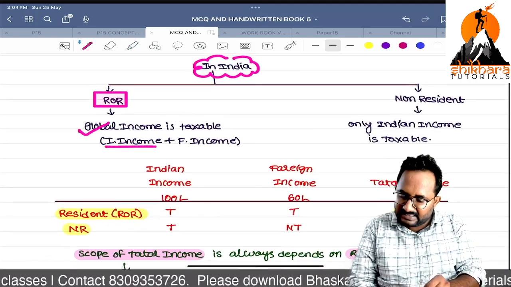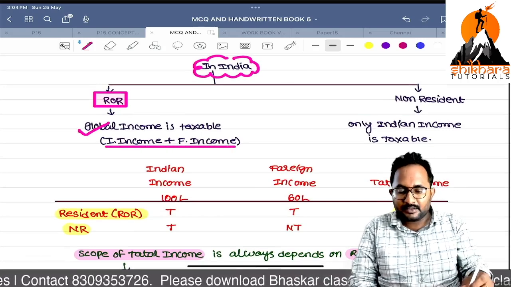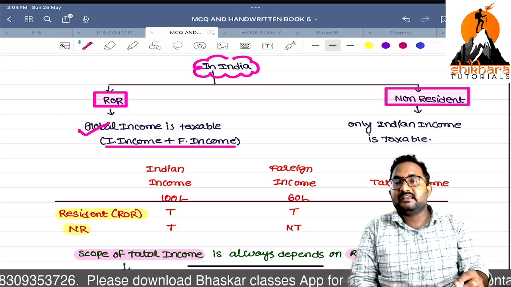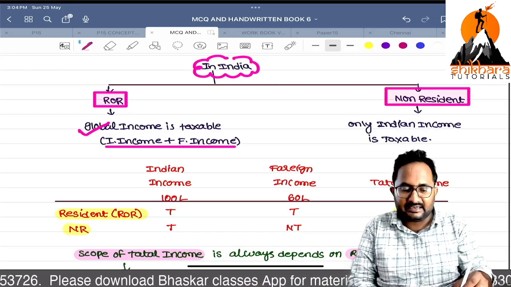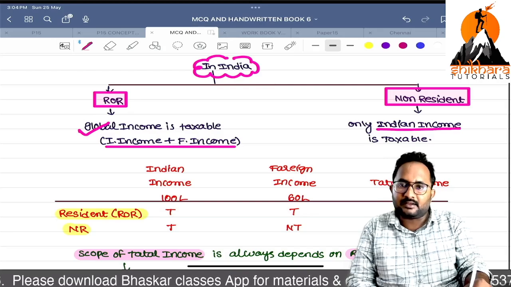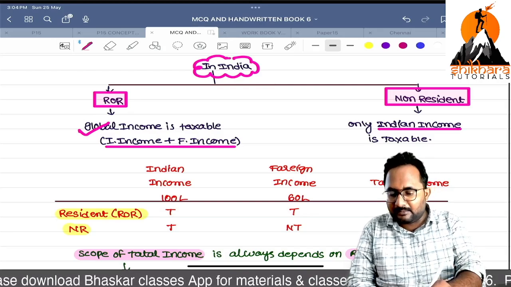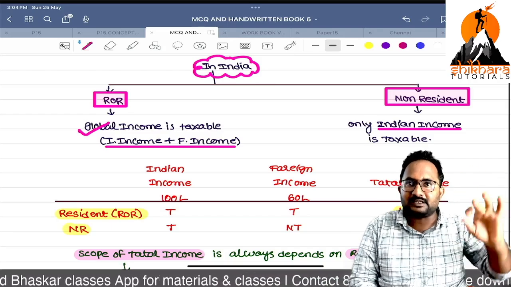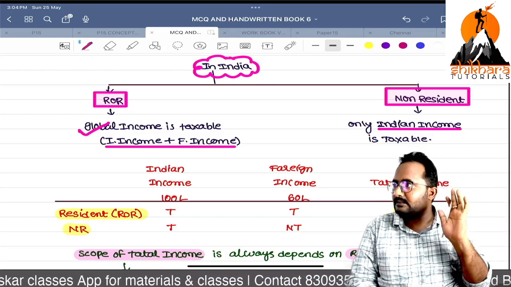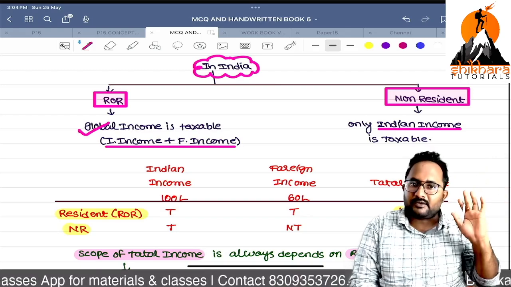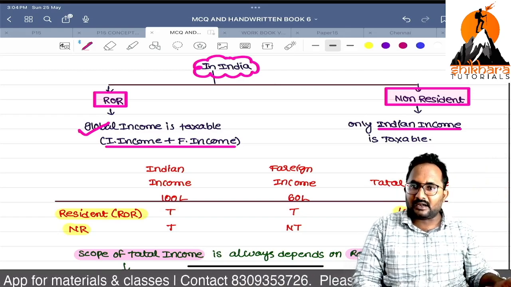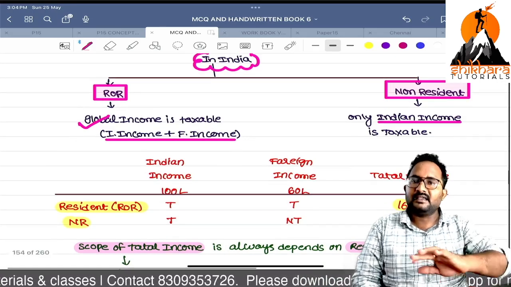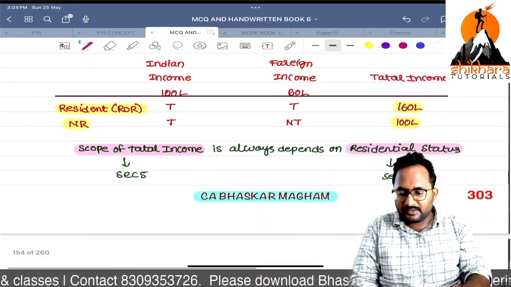That is Indian income as well as foreign income. But if you are a non-resident, definitely only one income is taxable in the hands of the non-resident in India. What is that income? Indian income. So coming to the tax liability or taxable income, which residential status is better for the assessee? Non-resident only, because you are required to pay tax on Indian income only. Unfortunately, if you are a resident and ordinary resident, what types of incomes are taxable in your hands? Entire global income.